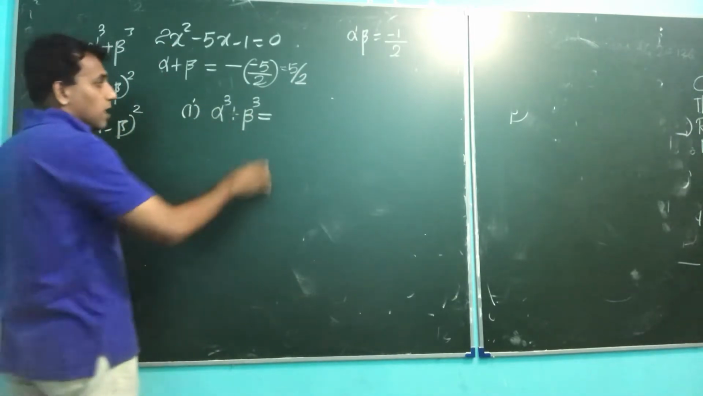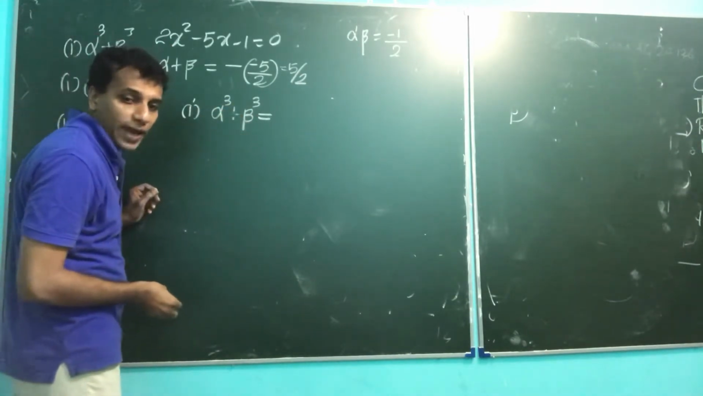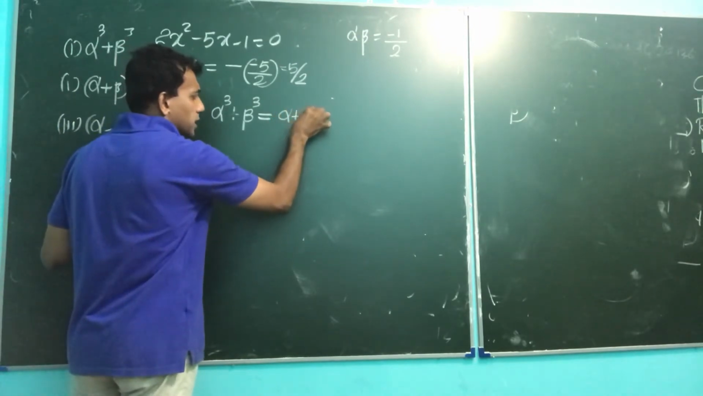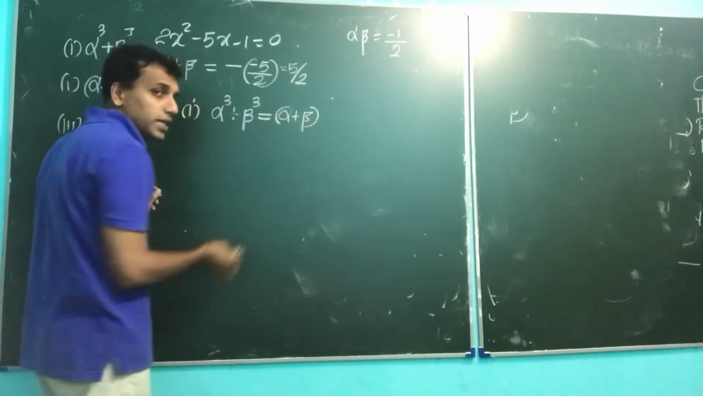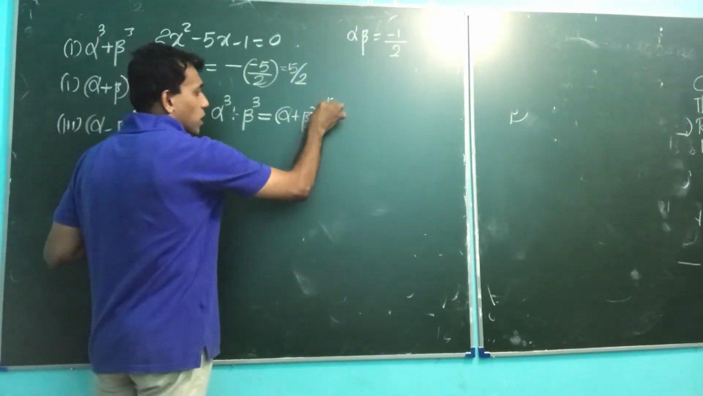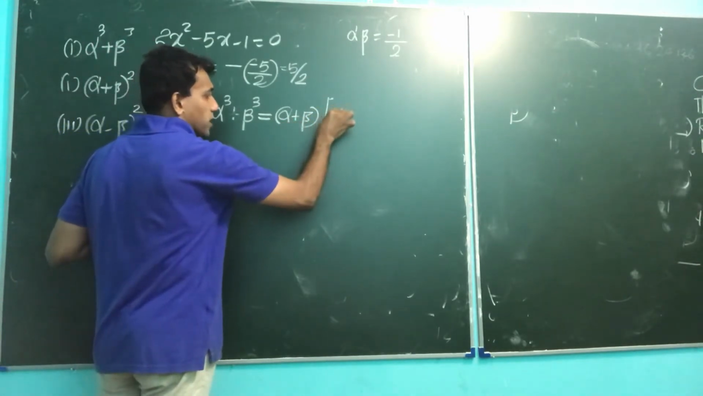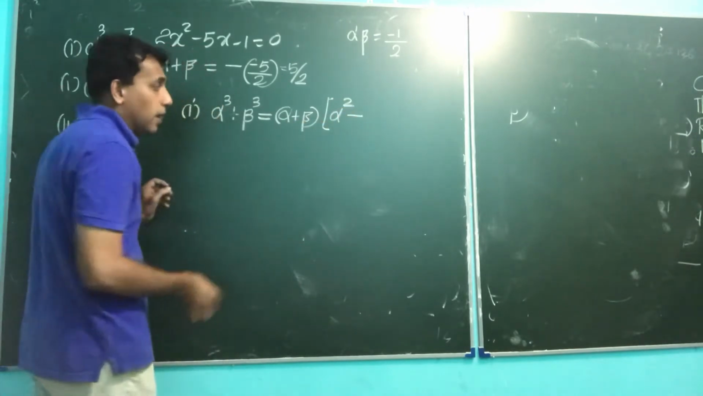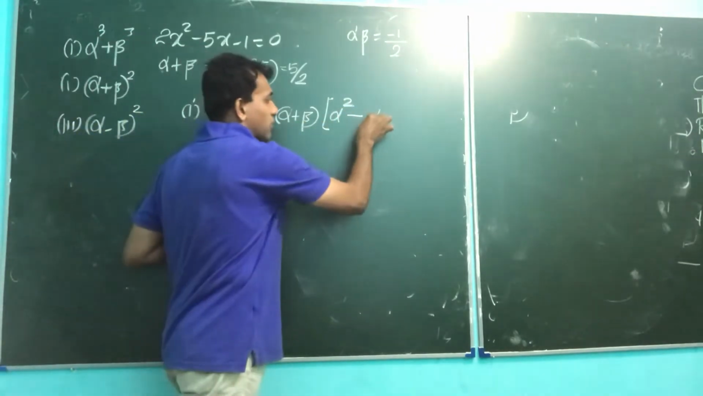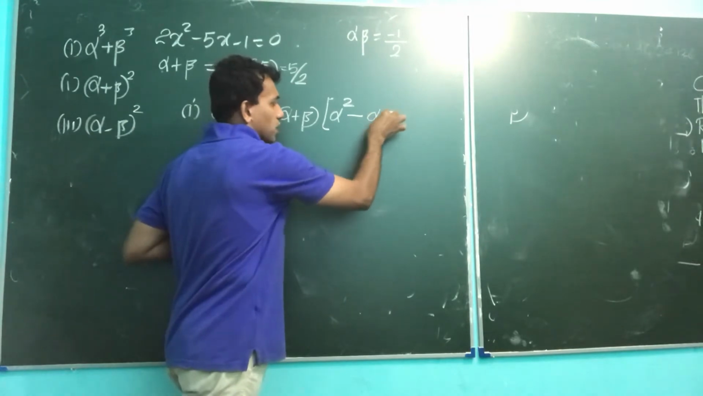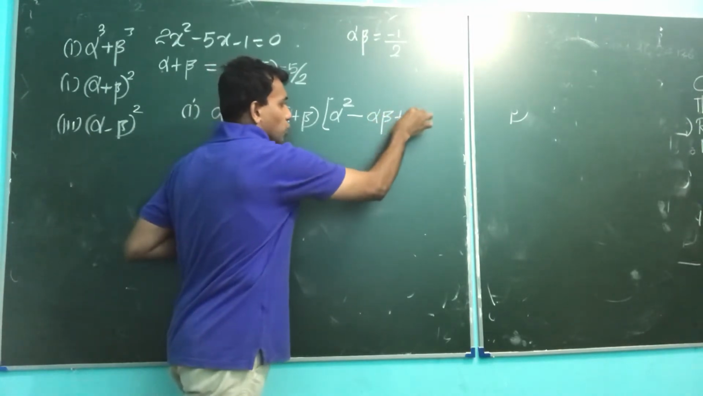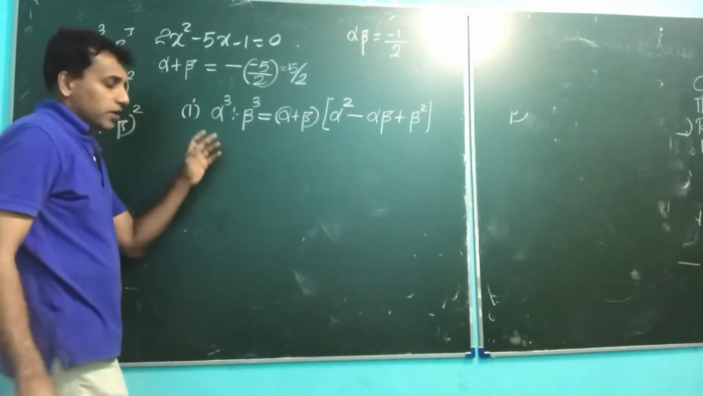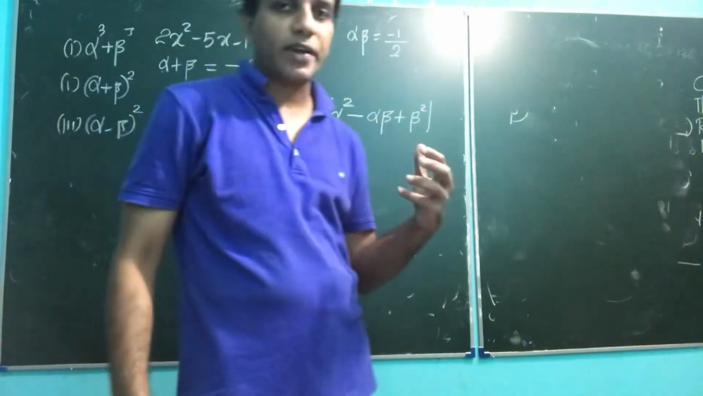Factorize this. A cube plus B cube factors are A plus B, and the next one: A square, if it is plus, say here minus, next multiply 2 A into B, at last B square. This is the standard basic mathematics, A cube plus B cube factorization, right?